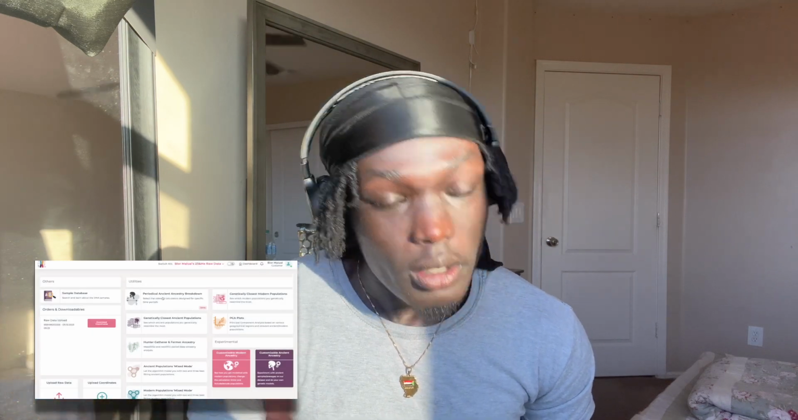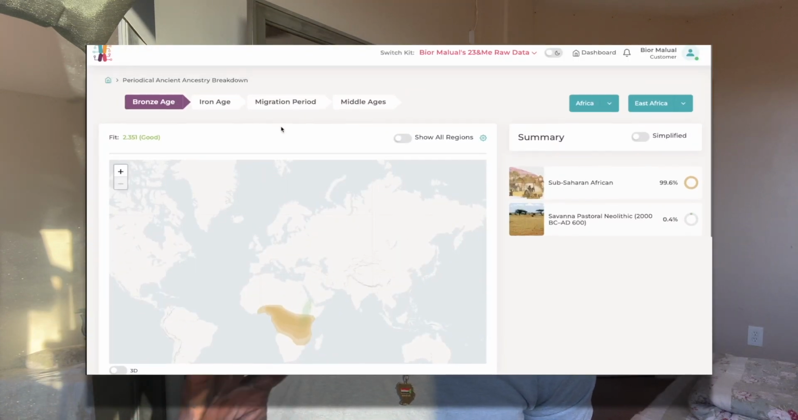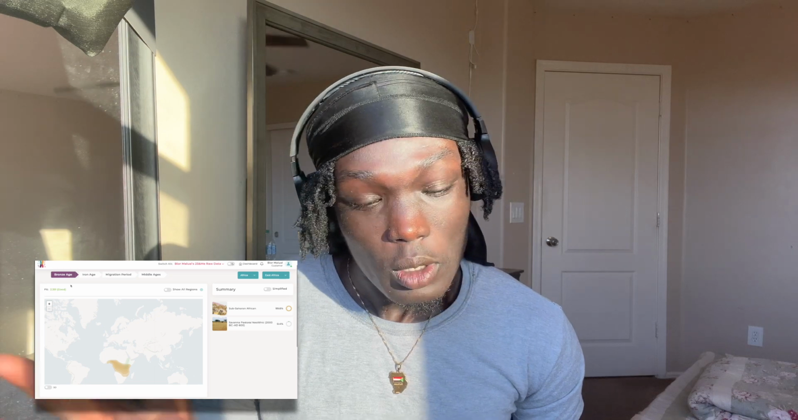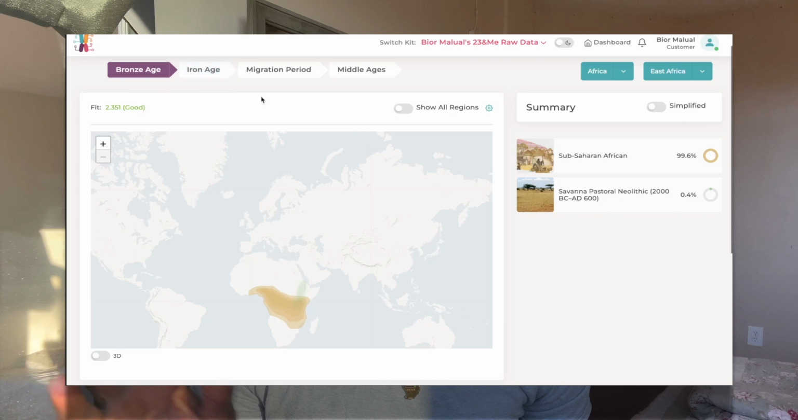Now that we got that out of the way, let's look at the periodical ancient ancestry breakdown. For this, they have 4 different eras that they break down my DNA into. And over here they got something that says fit, which basically means how accurate it is. The lower the number, the more accurate it is. So this is my Bronze Age. They got Bronze Age, Iron Age, Migration Period, and Middle Ages.